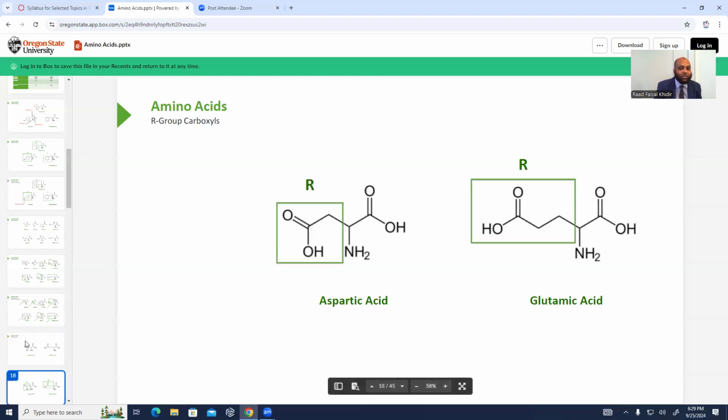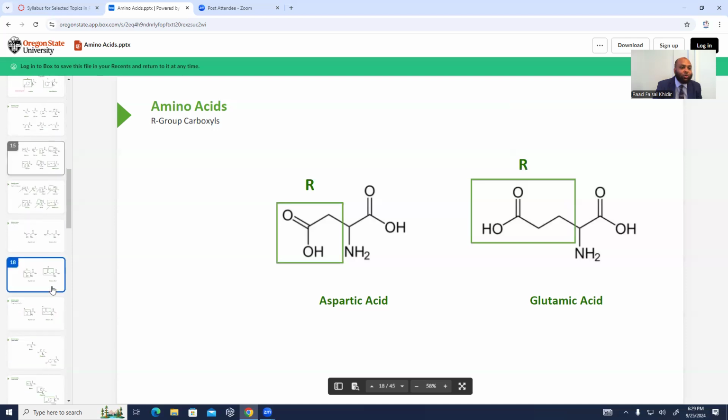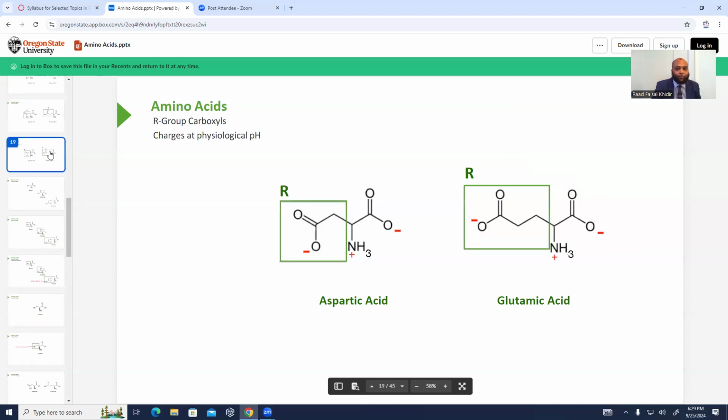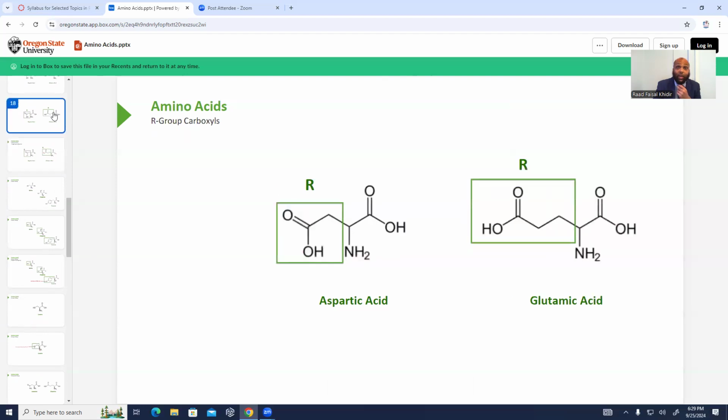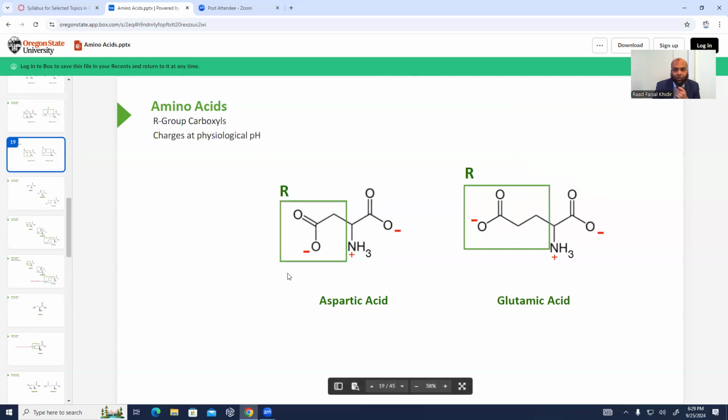Yeah. You see the OH? You see the box with the OHs. So the amino acids with an R group of OH would be those two right there, the aspartic acid and the glutamic acid. Now these amino acids are not allopathic.